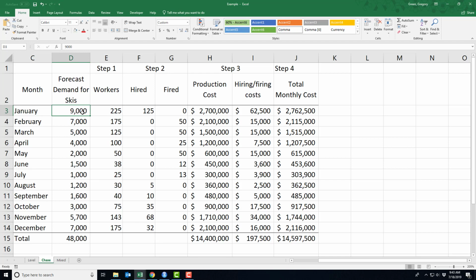Here's what I need to know. The first thing I need to know is how many workers will I need in order to produce 9,000 skis in the month of January. So my costs are now associated with hiring, firing, and production. And so I don't have holding costs anymore because I'm not holding any average inventory. I'm just trying to produce and sell at the same rate. So I need to know how many laborers it would take to produce 9,000 skis in the month of January.